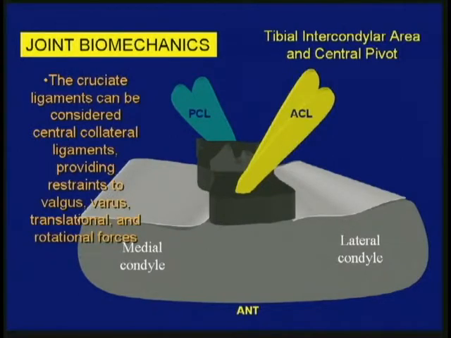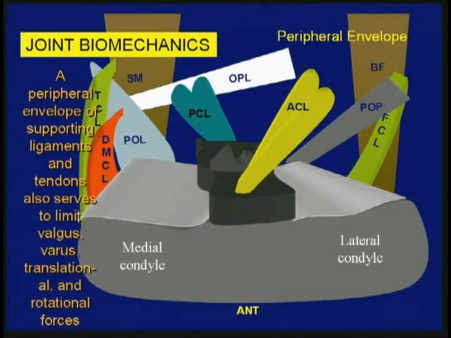Surrounding these central ligaments, we have a peripheral envelope of many, many supporting structures. These include tendons, these include ligaments, and they are most concentrated in 2 particular regions: the posteromedial aspect of the knee, and I show that with all these structures here, and the posterolateral portion of the knee.